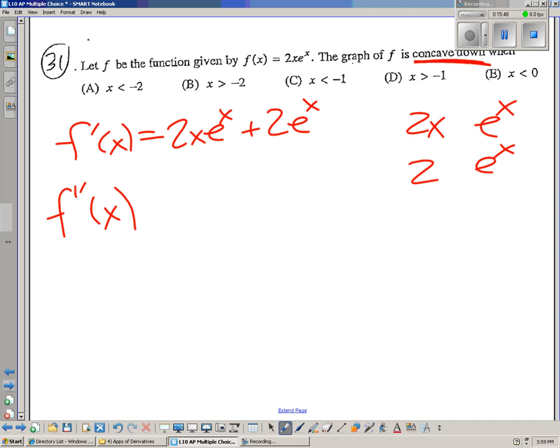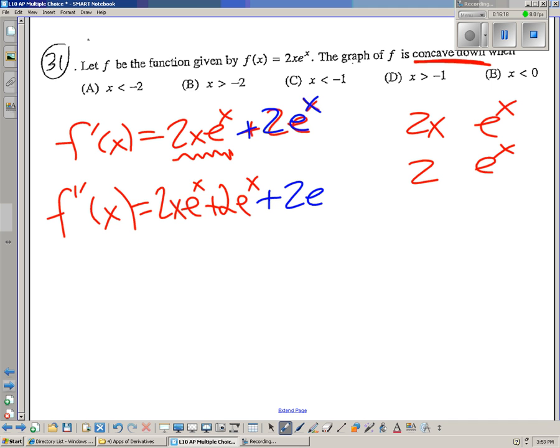Now notice something. We just took the derivative of this, 2x e to the x. Whoops, sorry. Here we go. The derivative of 2x e to the x was 2x e to the x plus 2e to the x. I also need to take the derivative of the 2e to the x. Well, the derivative of e to the x is e to the x. The constant can just come along for the ride, so we get 2e to the x. So now f double prime of x altogether, nice and neat here, is 2x e to the x plus 4e to the x.